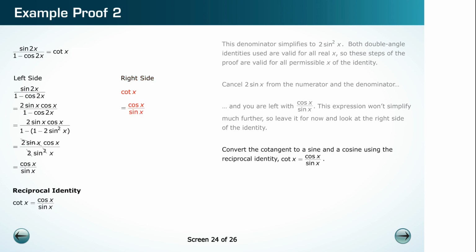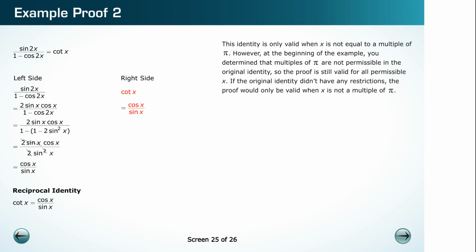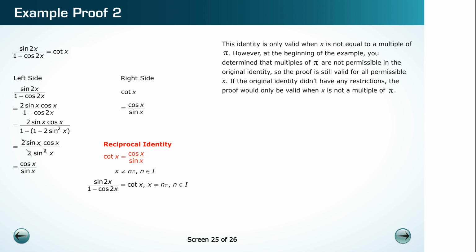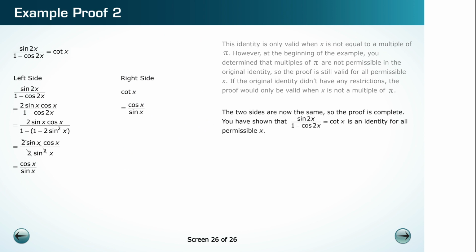Convert the cotangent to a sine and a cosine using the reciprocal identity. The cotangent of x is equal to the cosine of x divided by the sine of x. This identity is only valid when x is not equal to a multiple of pi. However, at the beginning of the example, you determined that multiples of pi are not permissible in the original identity, so the proof is still valid for all permissible x. If the original identity didn't have any restrictions, the proof would only be valid when x is not a multiple of pi. The 2 sides are now the same, so the proof is complete.